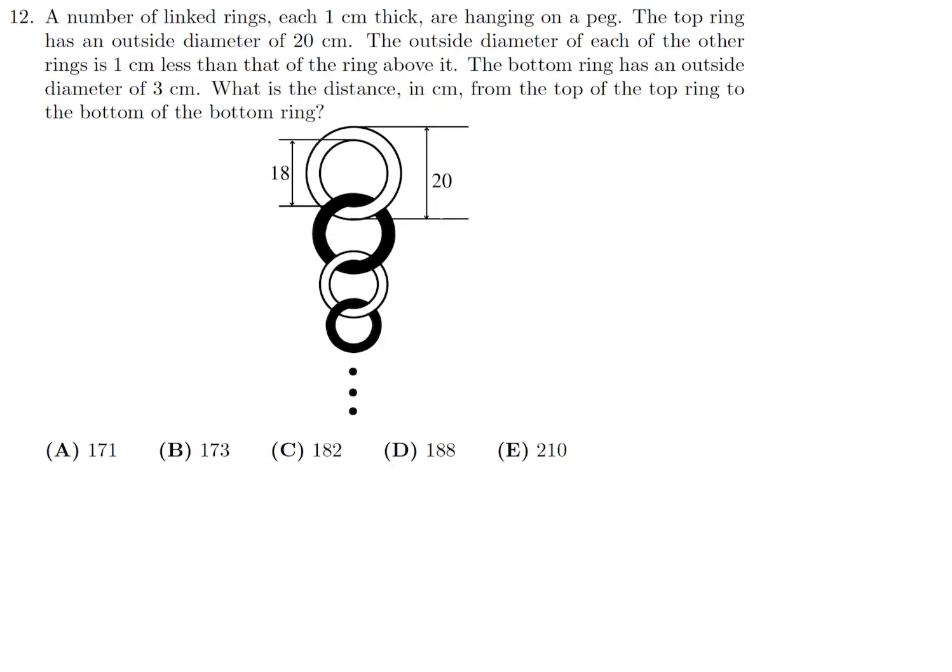A number of linked rings, each 1 centimeter thick, are hanging on a peg. The top ring has an outside diameter of 20 centimeters. The outside diameter of each of the other rings is 1 centimeter less than that of the ring above it. The bottom ring has an outside diameter of 3 centimeters. What is the distance in centimeters from the top of the top ring to the bottom of the bottom ring?